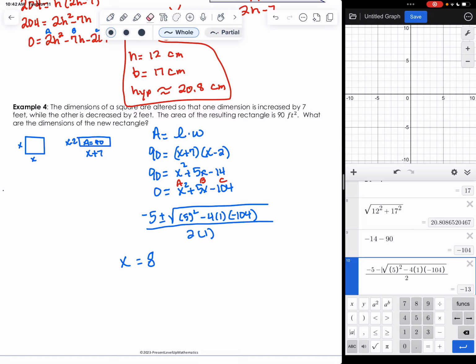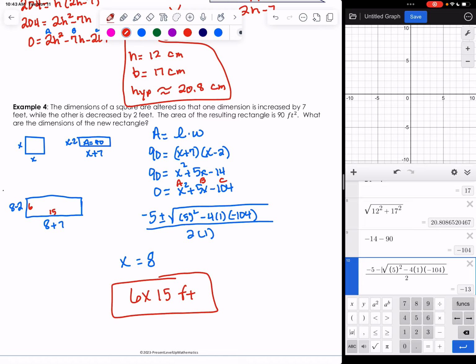And so to figure out the, let me draw this a little bigger. To figure out the dimensions of our rectangle, we need to take 8 minus 2 and then 8 plus 7. So here the length would be 15, and 8 minus 2, the height would be 6. So the dimensions of our rectangle are 6 by 15 feet. And that concludes today's lesson on quadratic applications.